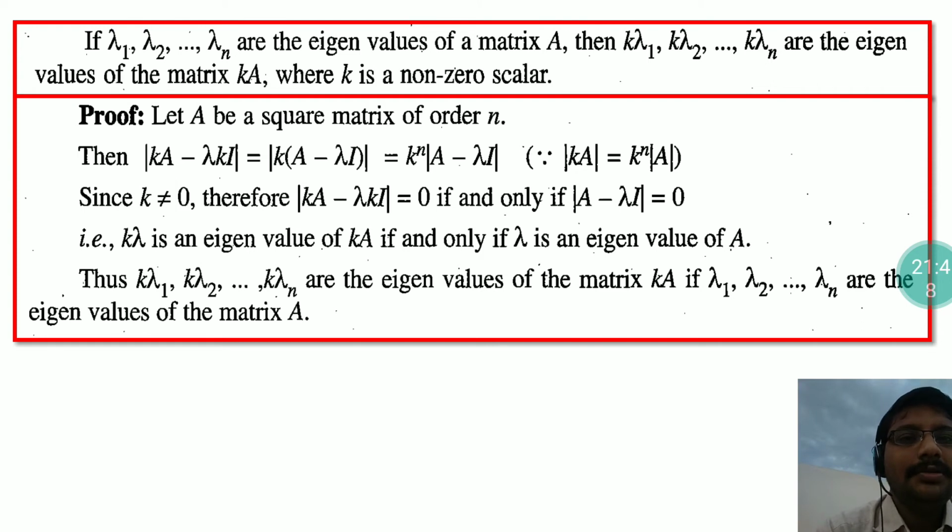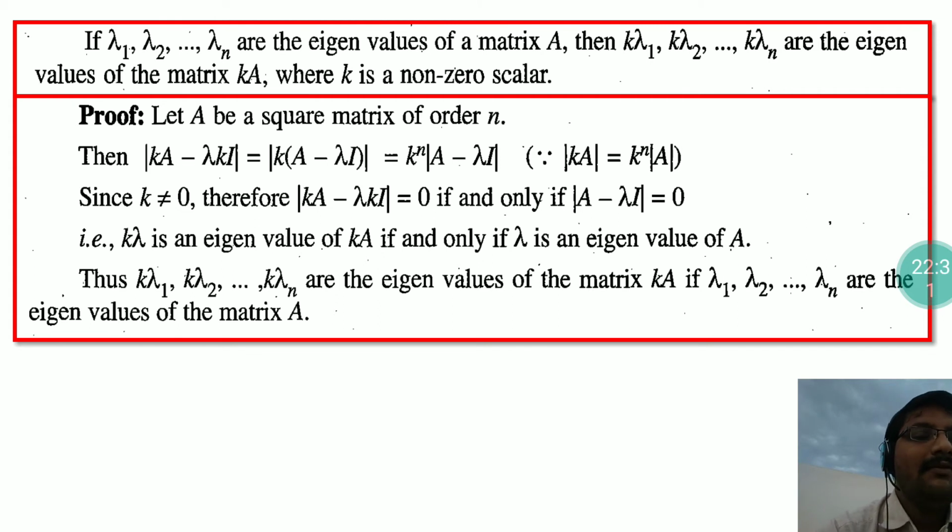Since k is not equal to 0, we have the determinant of kA minus k lambda I is equal to 0. Since the left hand side determinant is 0, the right hand side must be 0, that is, the determinant of A minus lambda I is equal to 0. Thus k lambda is an eigenvalue of kA if and only if lambda is an eigenvalue of A. So we can prove the theorem by generalization, that is, if k lambda 1, k lambda 2, k lambda 3 and so on, k lambda n are the eigenvalues of the matrix kA, then lambda 1, lambda 2, lambda 3 and so on, lambda n are the eigenvalues of A.